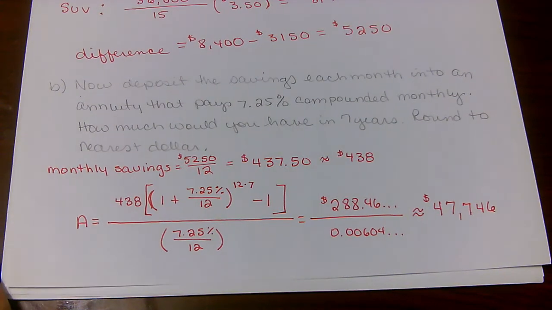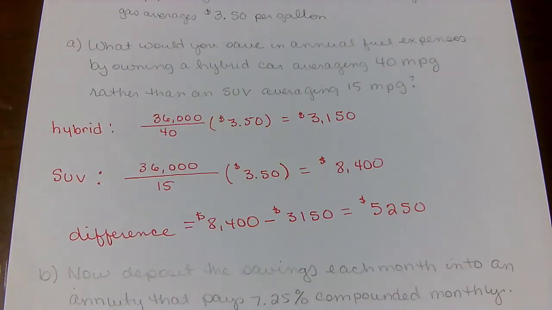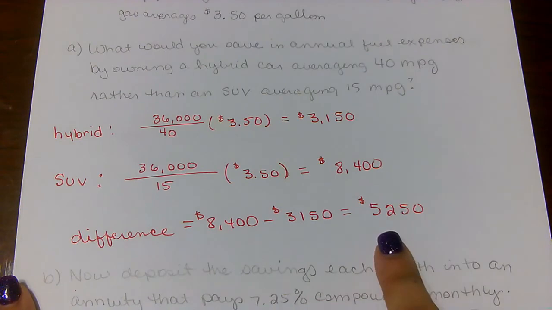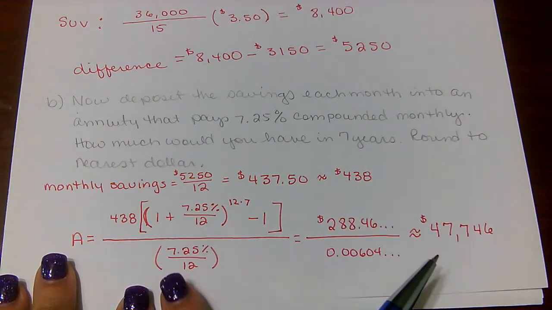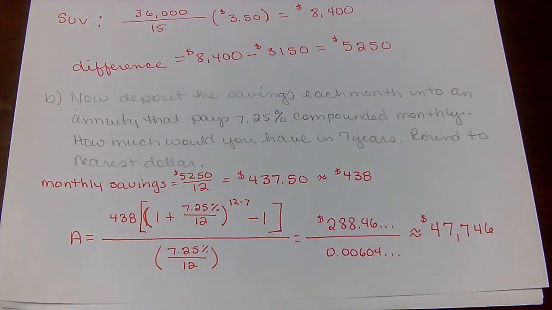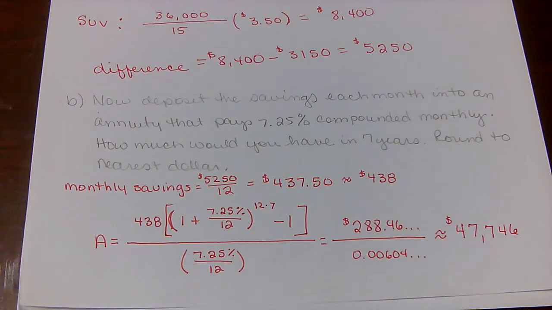This is a great example of showing if you buy a car that's energy efficient, you can use the money that you saved and put it into the bank to earn you money. This concludes 8.6. Please let me know if you have any questions.